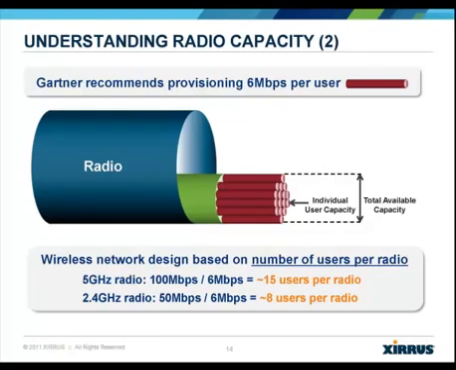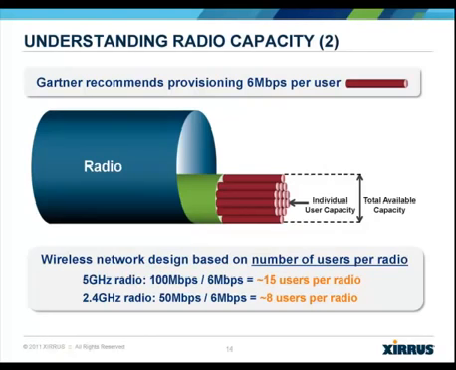Xeris and other vendors can put hundreds of users on a single radio if we want. However, the user experience will probably be very poor if all tried to simultaneously use the network. To that end, Gartner took a stab at determining what amount of bandwidth should be available to each user in a shared wireless environment and came up with the value of 6 megabits per user on average. So as a rule of thumb, they recommend you determine the total number of users, multiply by 6 megabits per second, and that will determine the total wireless bandwidth required.